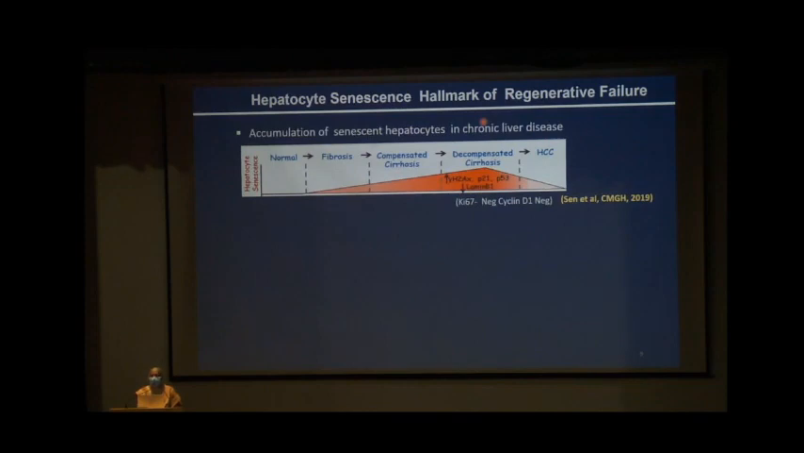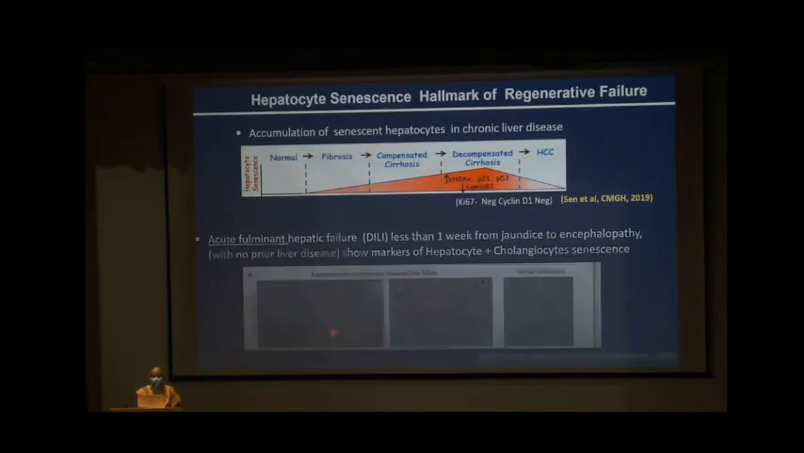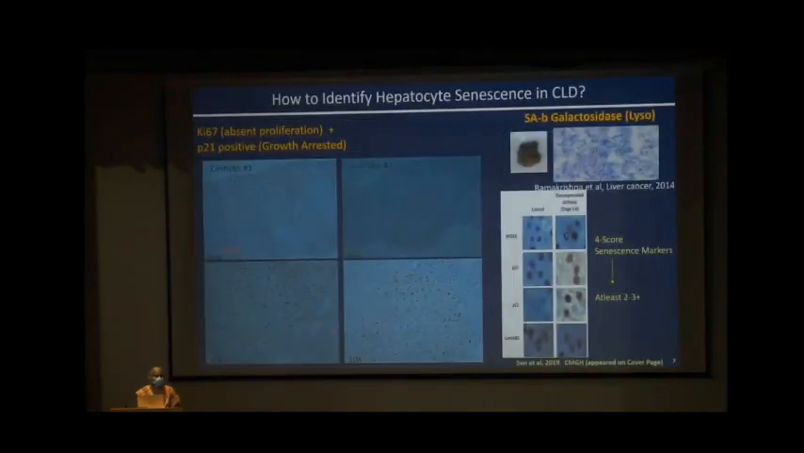What about acute liver failure? This is work from Stuart Forbes' group, and as a clinician, you can understand it much better. This is an acute fulminant hepatic liver failure due to acetaminophen injury. Within a week from jaundice to encephalopathy, this patient underwent a transplant. When the explant liver was taken, you can see this P21 staining. And if you can appreciate, this staining looks similar to what I showed you in the biopsies from ILBS.